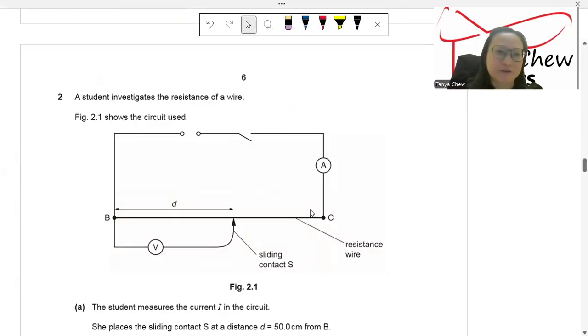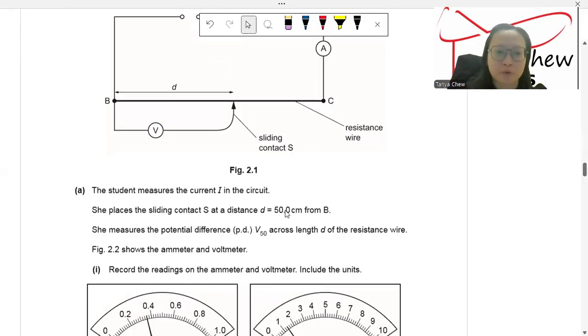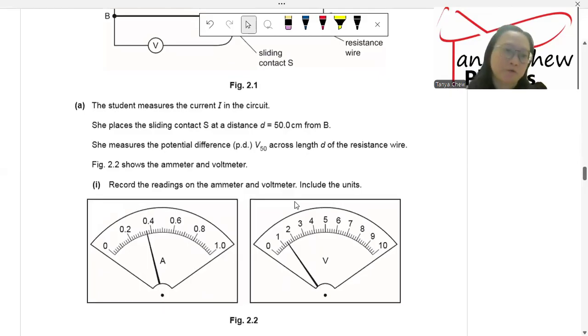Now, question number 2. A student investigates the resistance of a wire. Fig 2.1 shows the circuit used. In part A, the student measures the current I in the circuit. She places the sliding contact S at a distance D equal to 50 cm from B. She measures the potential difference PD V50 across the length D of the resistance wire. Fig 2.2 shows the ammeter and voltmeter.